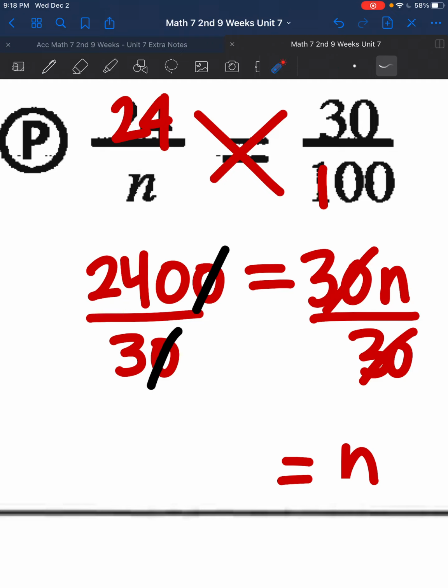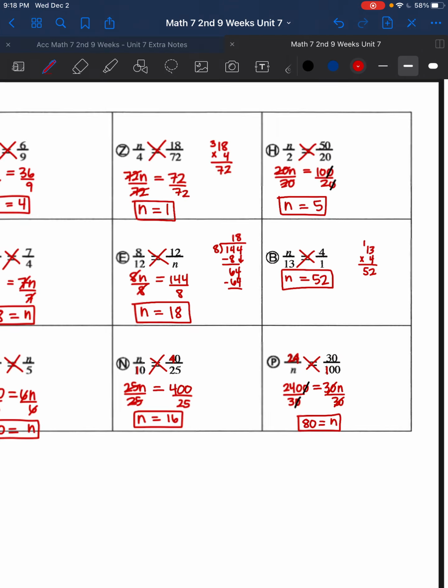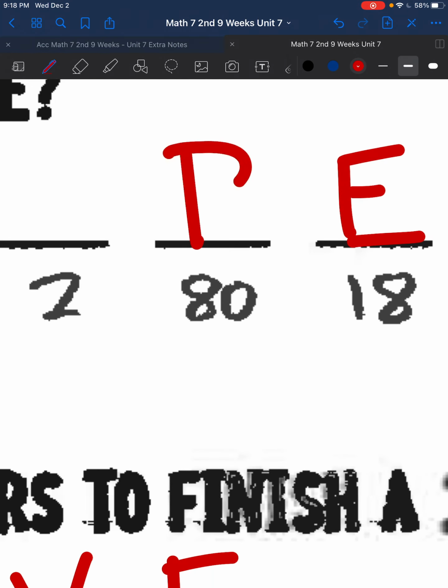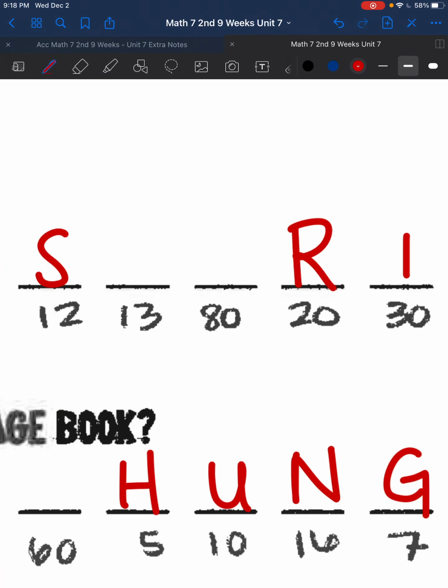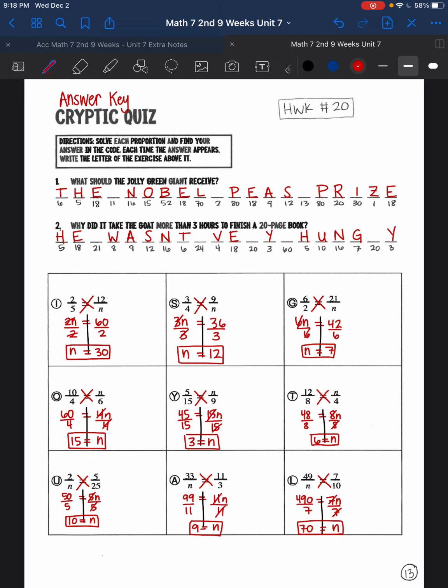Now I'm going to use this trick where I take off one of those zeros on the top and bottom. So how many times does 3 go into 240? Well, 3 goes into 24 8 times. So then I'm just going to tack a 0 onto that. So 80 times. So n equals 80 or 80 equals n. So anytime I see 80, I'm going to put the letter P. So 80. Okay, so I feel like we have the answer for number 1.